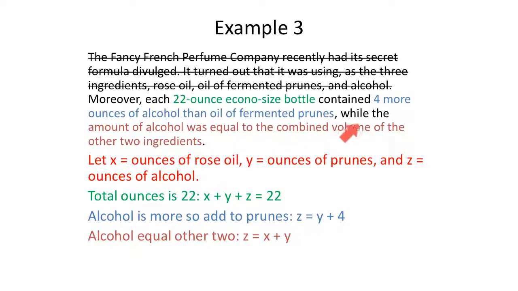Last phrase here. The amount of alcohol was equal to the combined volume of the other 2 ingredients. So alcohol, Z, was equal to the combined volume of the 2 other ingredients. So Z is equal to X plus Y.